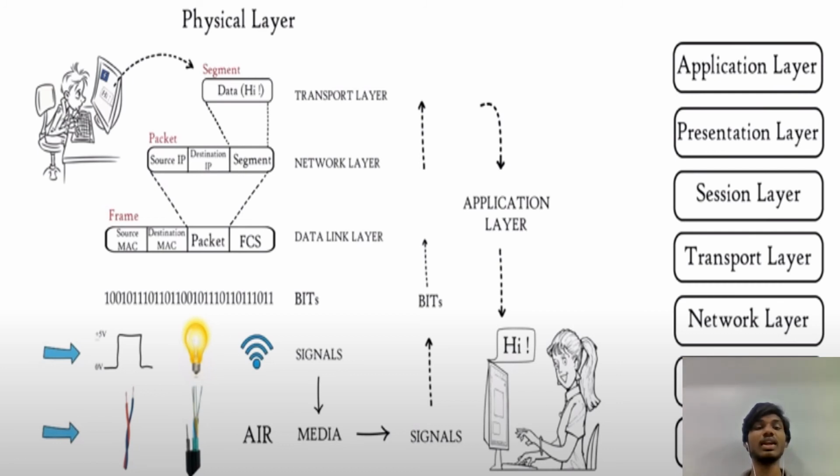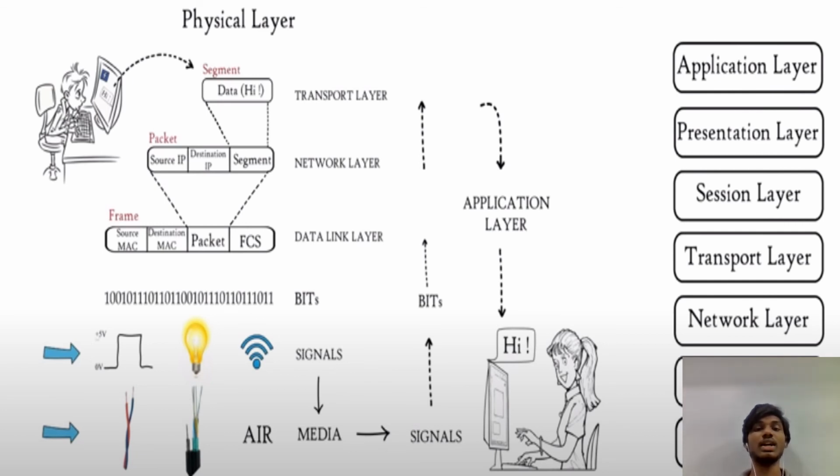The network layer adds the IP address of the source and the destination IP address to the segments to form a packet. This is called logical addressing, and these packets are sent to the data link layer. The data link layer also adds the MAC address of the source and the MAC address of the destination to the packets to form a frame. This is called physical addressing, and this frame is in the form of bits.